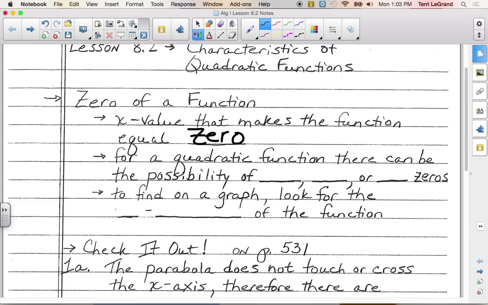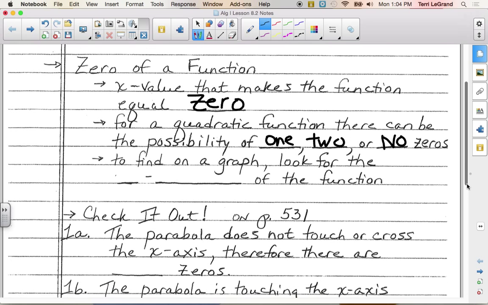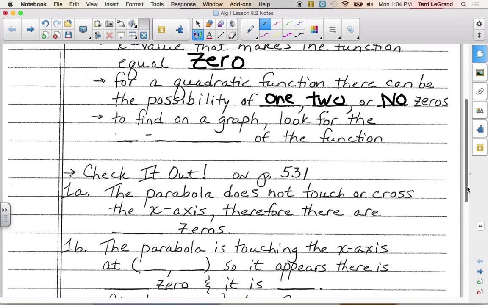For a quadratic function, now we're zoning in on just the quadratic function, here's the possibility. There can be 1, 2, or no zeros at all. But those are the only possibilities. To find them on a graph, here's what you're going to look for. You're going to look for the x-intercept of the function.